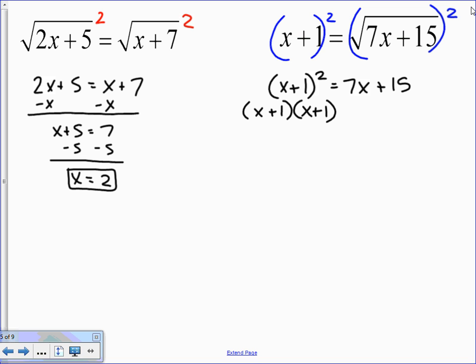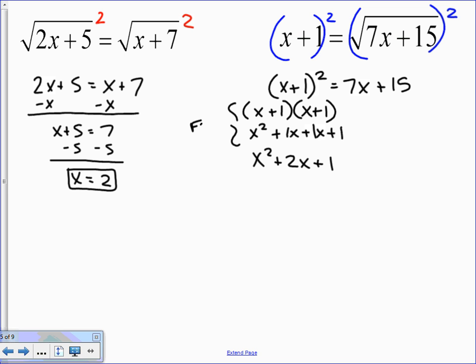So then I have to FOIL it out. X times x is x squared. X times 1 is 1x. 1 times x is 1x. And 1 times 1 is 1. So we get x squared plus 2x plus 1.